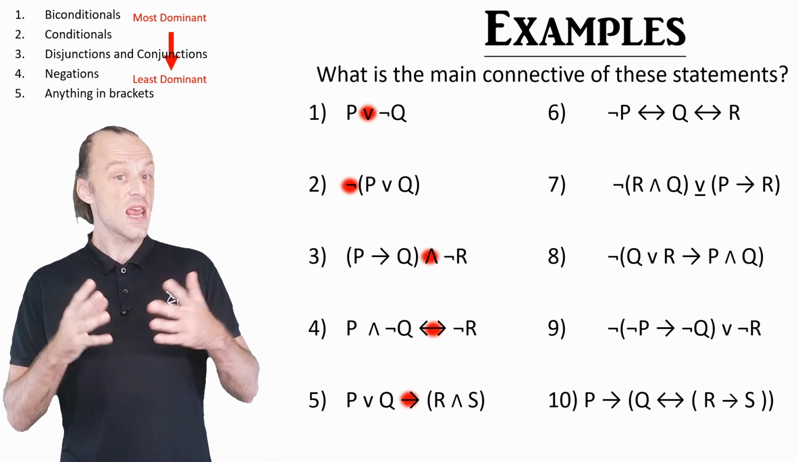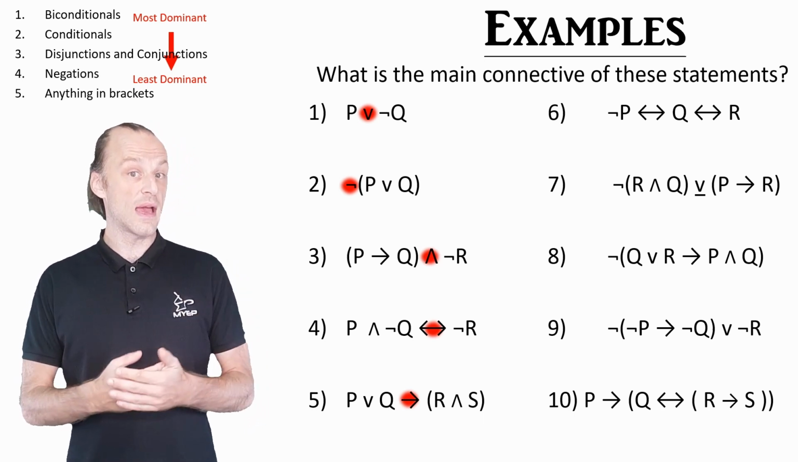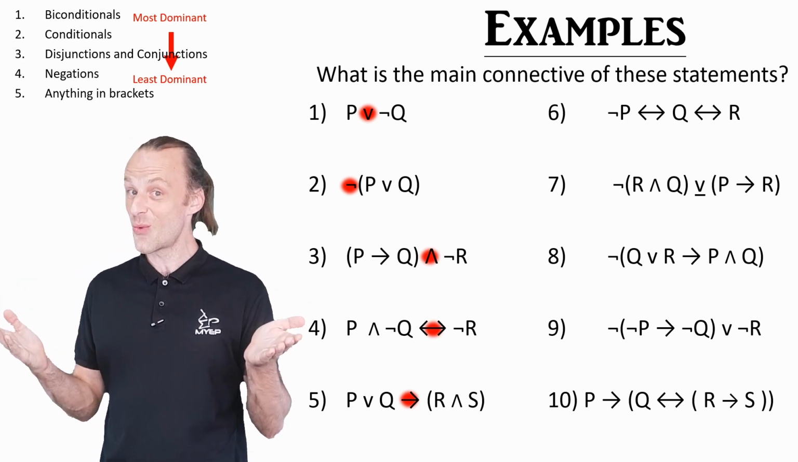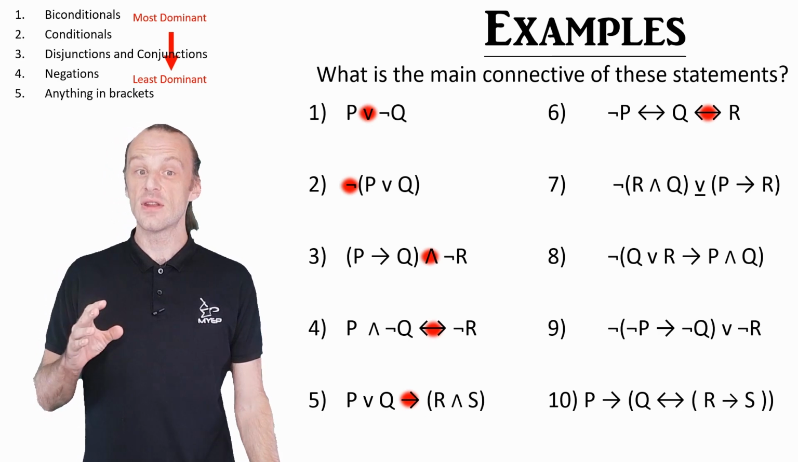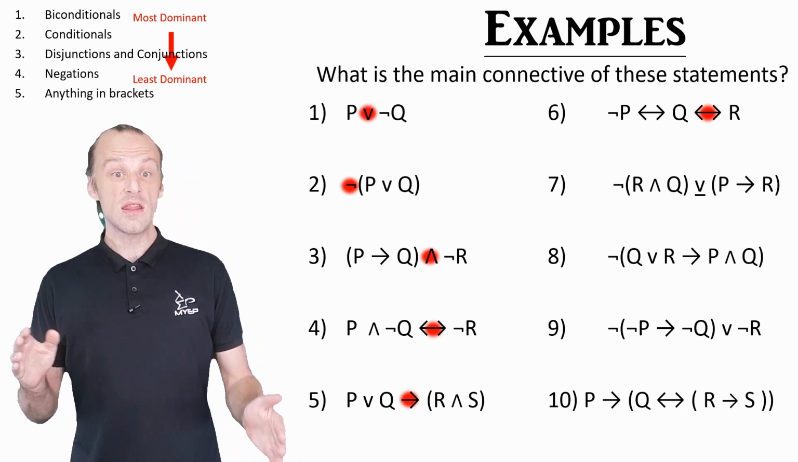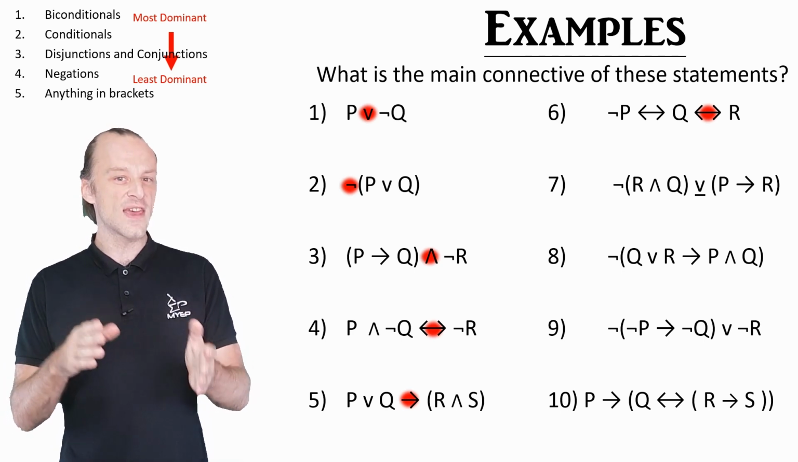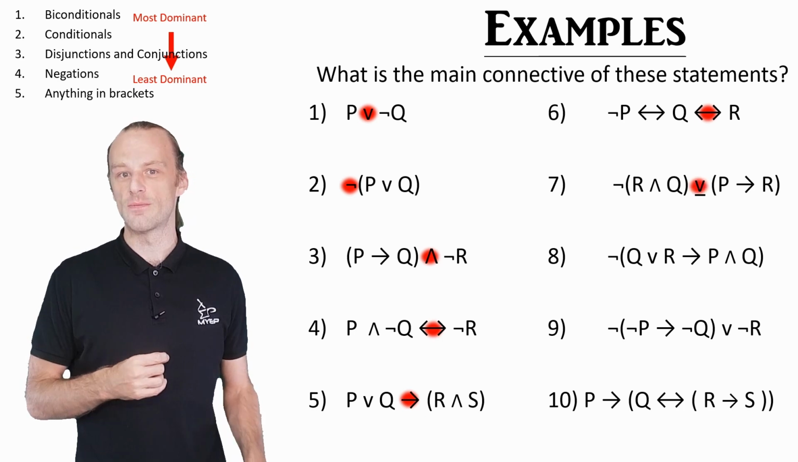In number six, here we have two biconditionals and no brackets. We must fall back to working from left to right. So the expression is a biconditional either way, but it's technically the one on the right. In number seven, there are two sets of brackets, so anything between them is going to be more dominant. The negation only affects the left-hand bracket, so the whole expression is a disjunction.